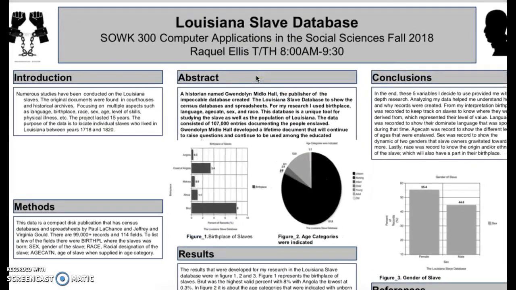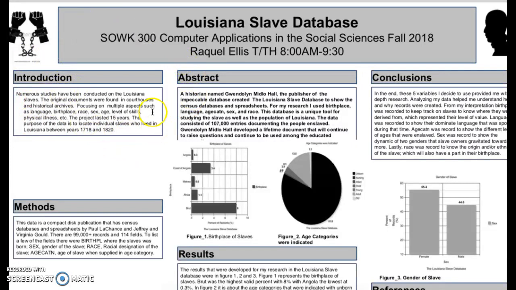So getting into my abstract, a historian named Gwendolyn Midlo Hall, the publisher of the impeccable database, created the Louisiana Slave Database to show the census databases and spreadsheets. For my research, I use birthplace, language, age category, sex, and race. This database is a unique tool for studying the slaves as well as the population of Louisiana. The data consists of 107,000 entries documenting the people enslaved. Gwendolyn Midlo Hall developed a lifetime document that will continue to raise questions and continues to be used among the educated.